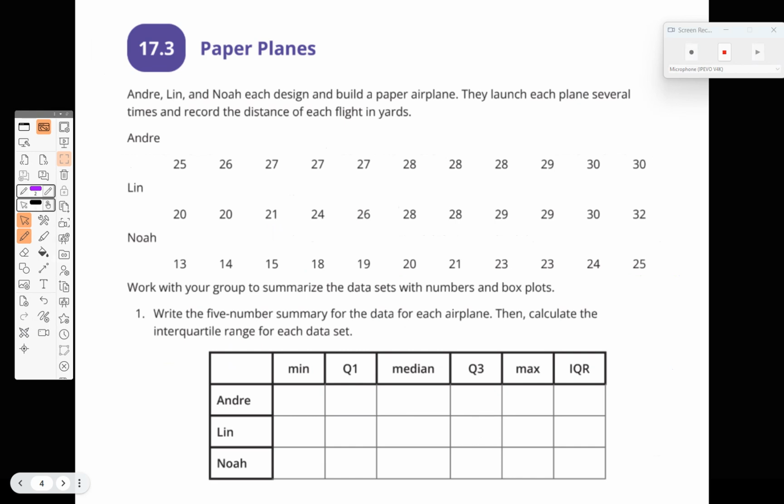Quartile. That's 20 something. 27. That needs to be 25, I think. I don't know. I don't know how to do it. I'm not good at drawing box plots.